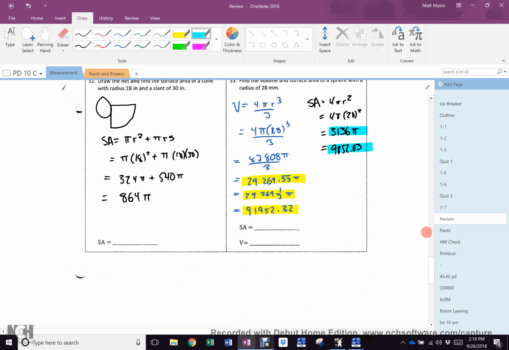Turn the page over. 864 pi is what I want, but I will accept whatever that is, like 2100 or 2714 point something. And you get 1 for drawing the net. So that one's actually out of 2. And then here I will accept anything highlighted. Any of those highlighted answers I will accept for a full mark, making that out of 2.